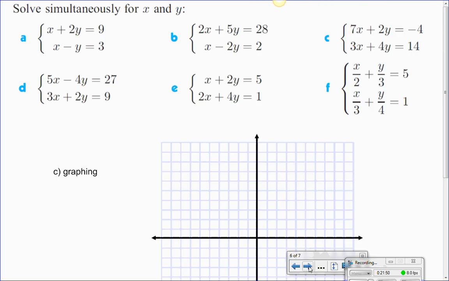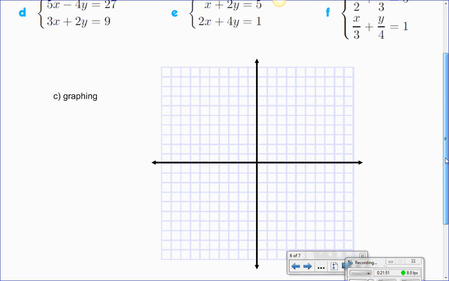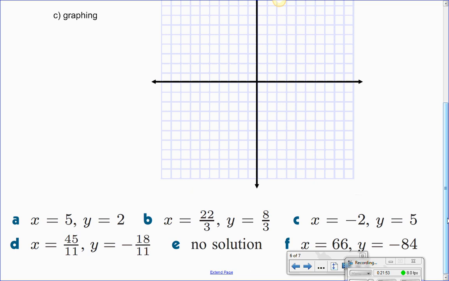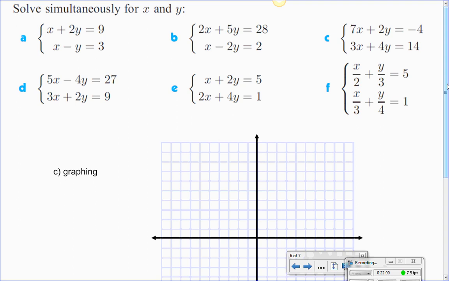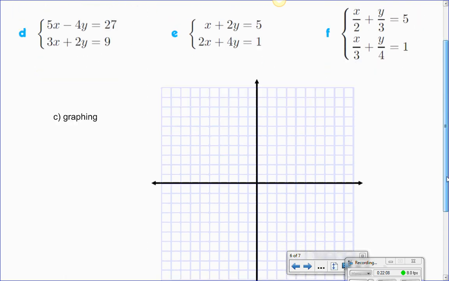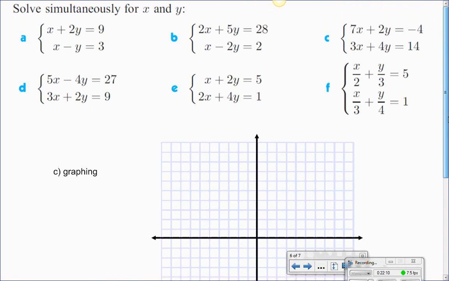Okay, let's check those. Oh, good. Okay, that one's right. The other two we did were right. Okay, perfect. The last thing that we're going to look at is graphing. Again, I will just show you, I think the first one. Yeah, that's a good one. So I'll just do that example with this very first one, and then we're done.